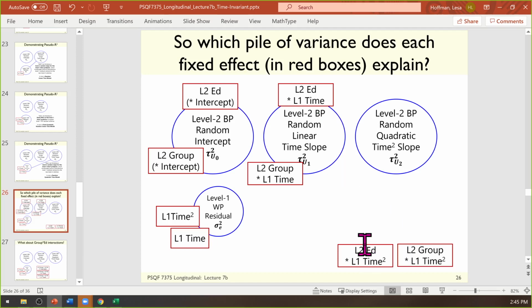Okay. Last but not least, education by time squared.